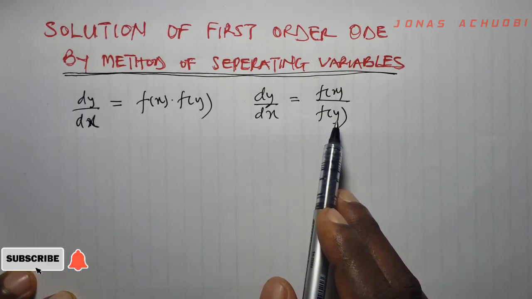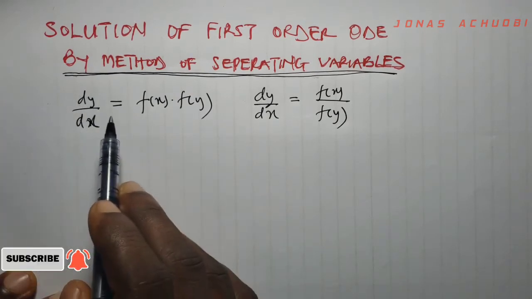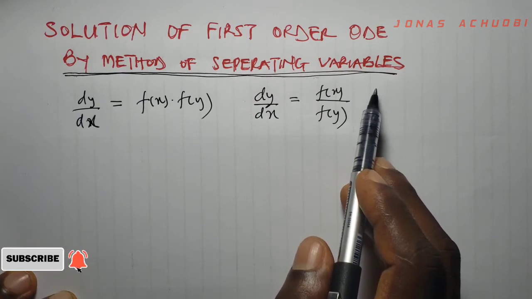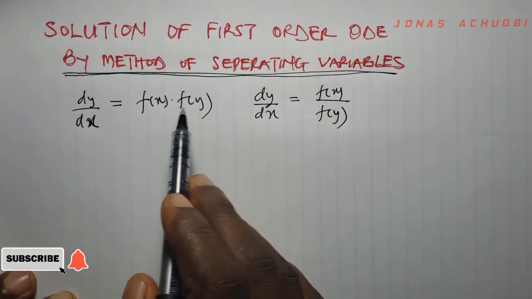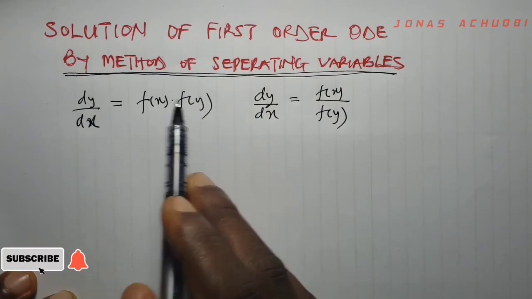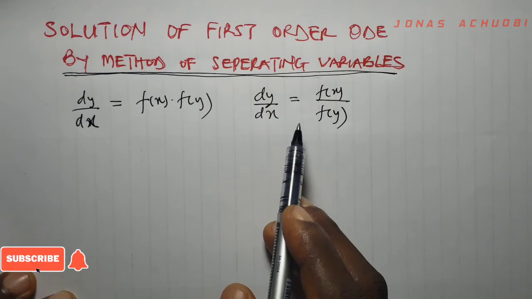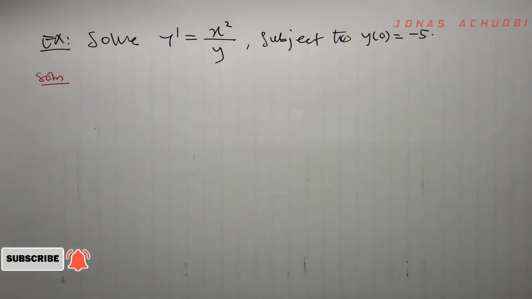So when we are able to write an equation in that manner, then we say that we are solving the first order ODE by method of separating variables. In other words, the method simply entails being able to write one of these variables on either side of our equation. Without wasting so much time, let us go straight to an example to illustrate the method.